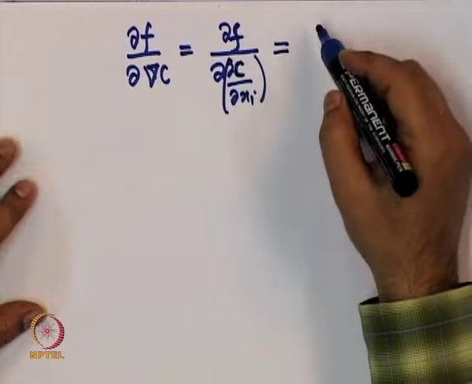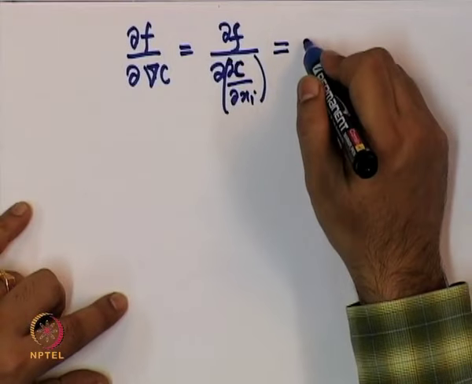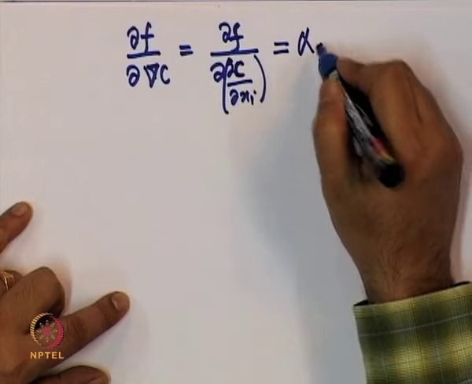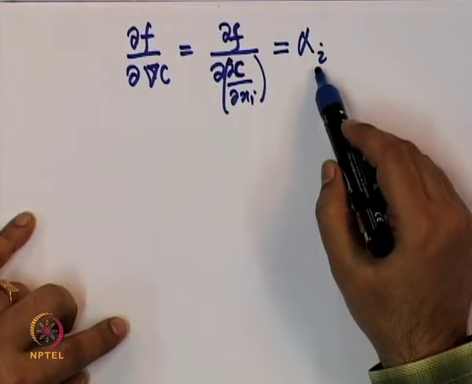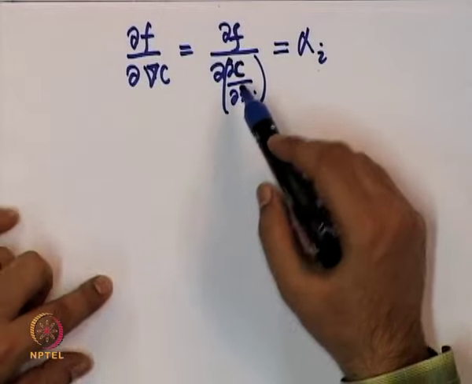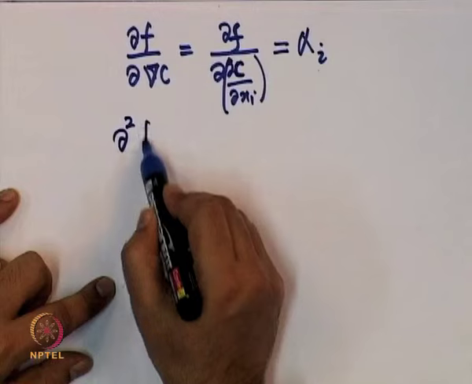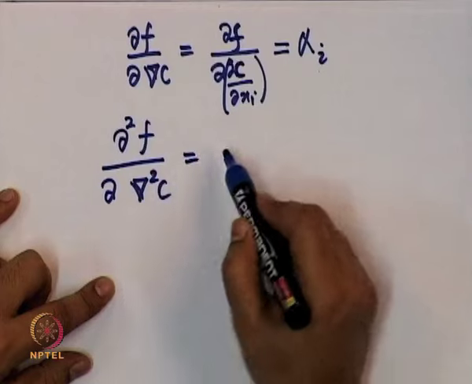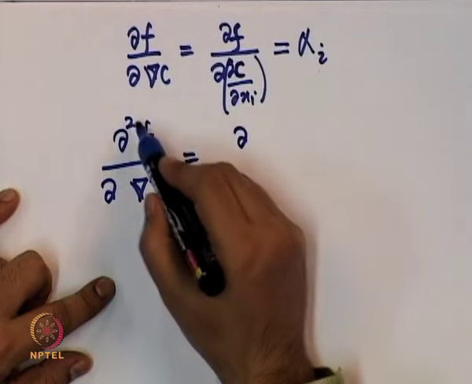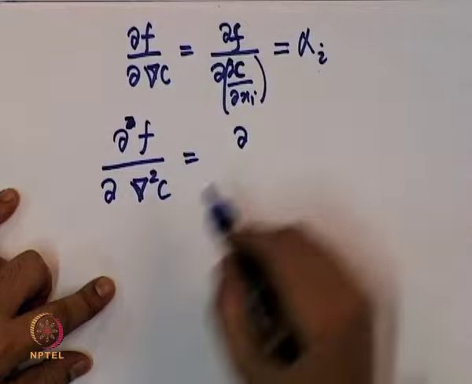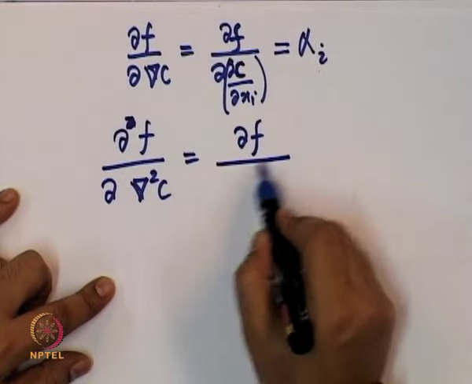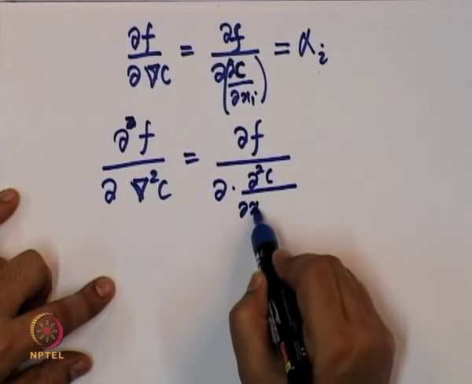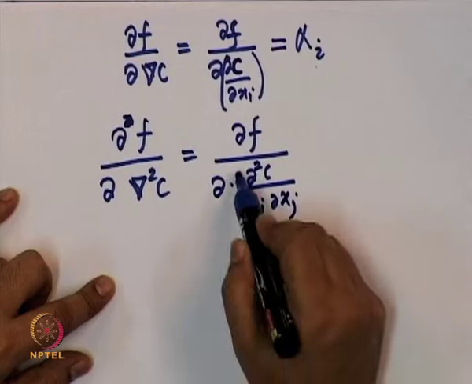So, I am going to call this quantity alpha i. It is a quantity with one index. So, it is a vector. Now, let me consider this quantity, sorry, del f by dou del squared C. So, this is del f by dou del squared C by del x i del x j.